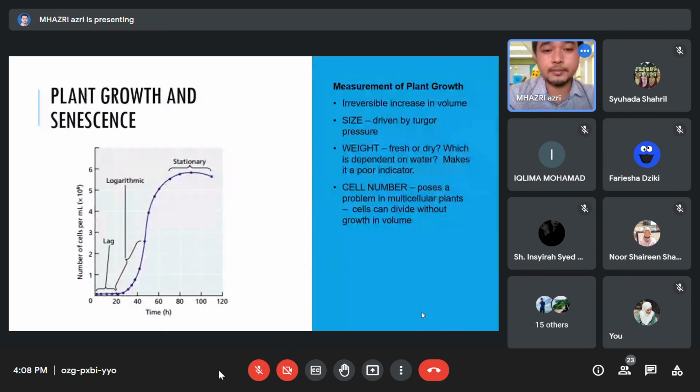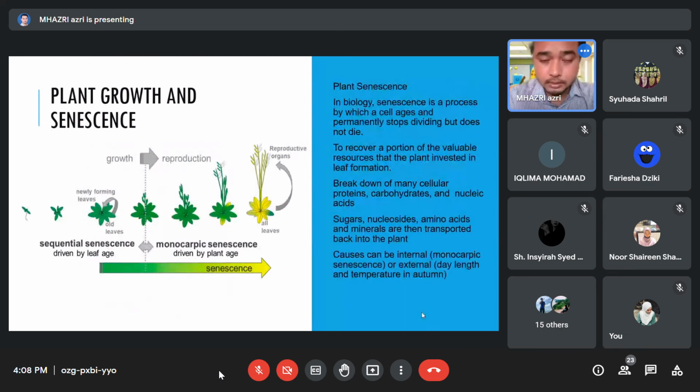1 cm cubed of stem will contain a different number of cells compared to 1 cm cubed of leaf. Okay, if the organism is unicellular, for example bacteria, yes, we can use the number of cells as the growth parameter. Okay, kalau dekat bacteria biasanya kita akan measure the population, cell number, to represent the growth of that microorganism. But for multicellular macam plants, macam haiwan, kita tak boleh buat macam tu sebab different organs dia punya number of cells will be different.